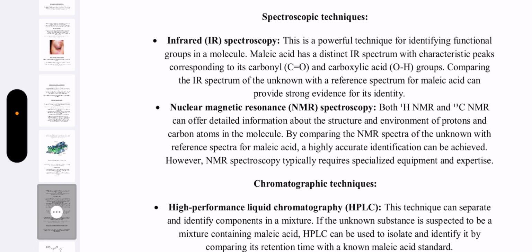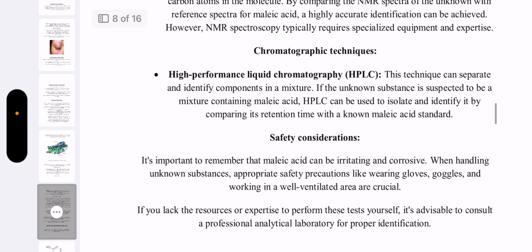Nuclear magnetic resonance spectroscopy, both H NMR and C NMR, can offer detailed information about the structure and environment of the proton and carbon atoms in a molecule. By comparing the spectra of the unknown with the reference spectra for malic acid, highly accurate identification can be achieved. However, spectroscopy typically requires specialized equipment and expertise.